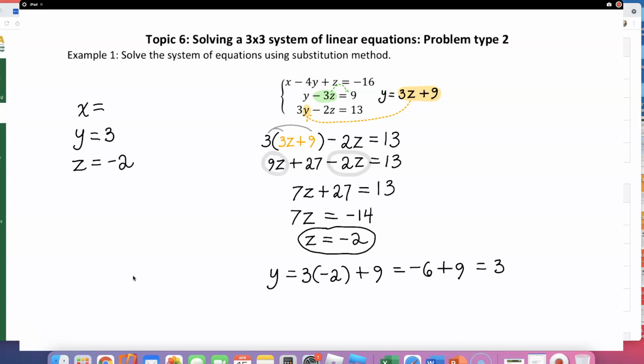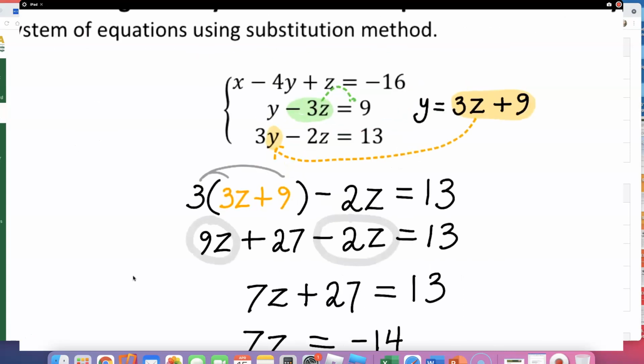We only used the middle equation and the bottom equation, right? Number 2 and number 3. We didn't even use the first one. So this is time for us to use that first equation, which is x minus 4y plus z equals negative 16. We're going to use that red highlighted equation to find what x is. Because guess what? We know what y is and we know what z is. The only thing that we don't know is the x value.